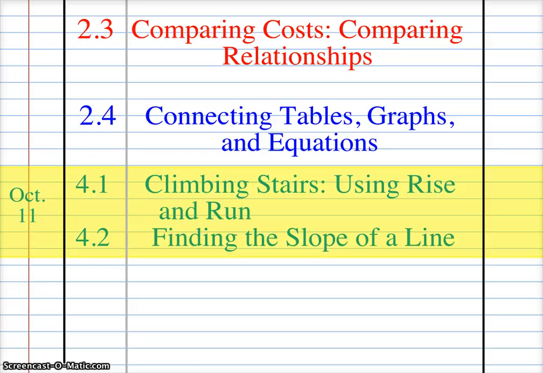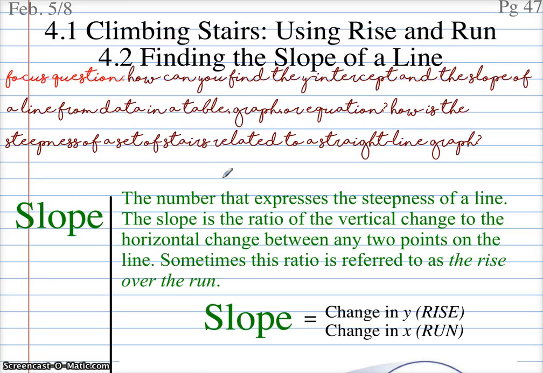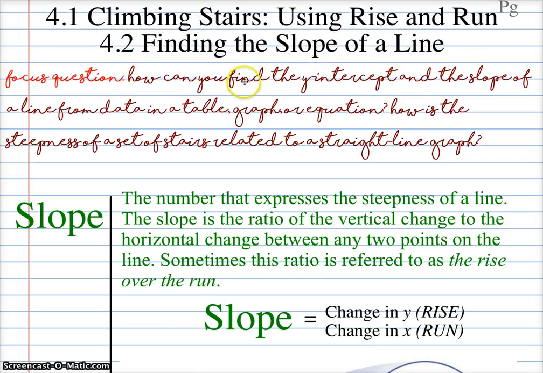So go ahead and write this down. 4.1, 4.2, today's October 11th, and then your page number. Pause it if you need to so you guys can copy it down, and we'll move on. Okay, so we're putting this on the same page. Sorry, this date is off. So is the page number. But 4.1, climbing stairs and finding slope of a line.